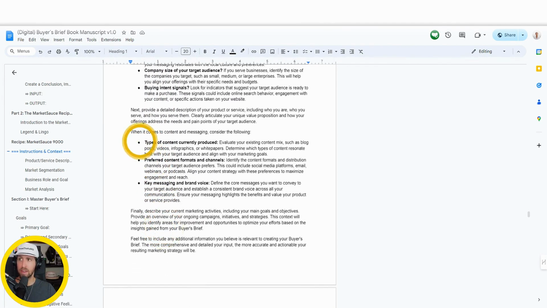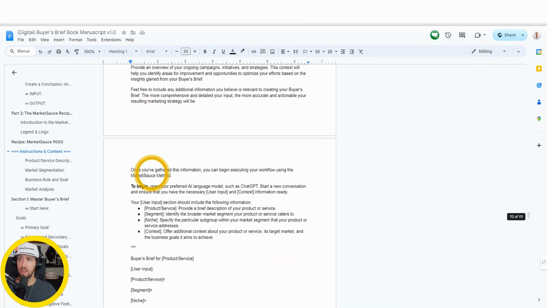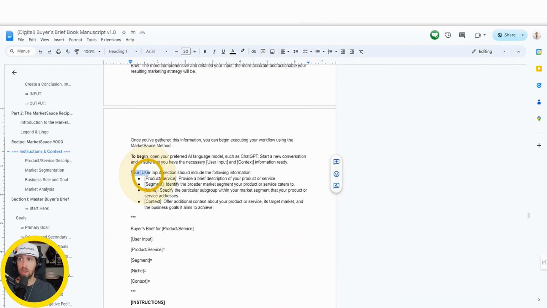And so effectively, again, if you want to be filling this out in a lot of detail, answer all of these questions, but you could start with just a 32-word blurb about who you are, what you do, who you serve, how you're different, and you can work from there. And so again, the more context, the more refined, and the more you run this, the more detailed you're going to get with all of these inputs. But at the end of the day, this is what you need: your user inputs, your product or service, the segment, the niche, and the context.